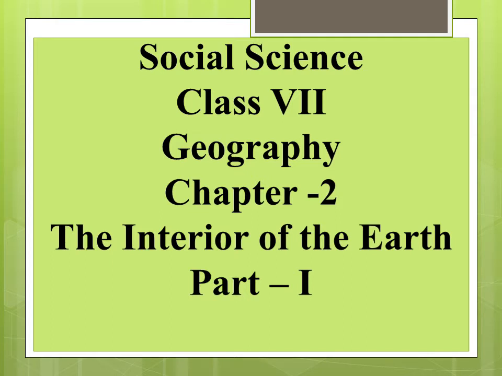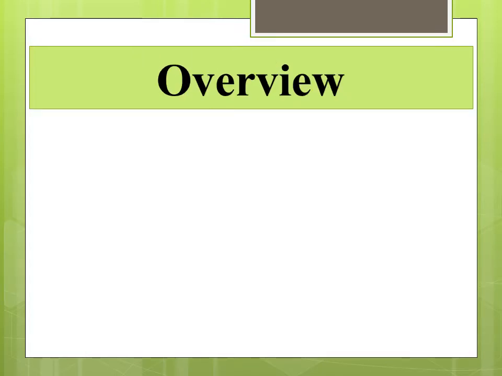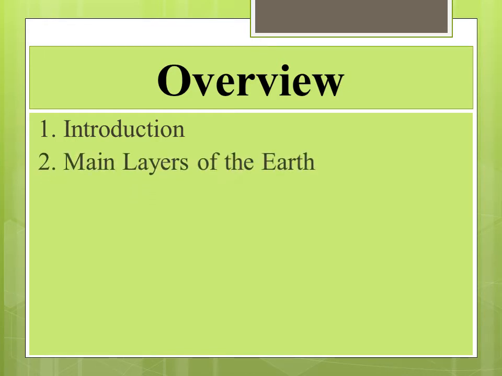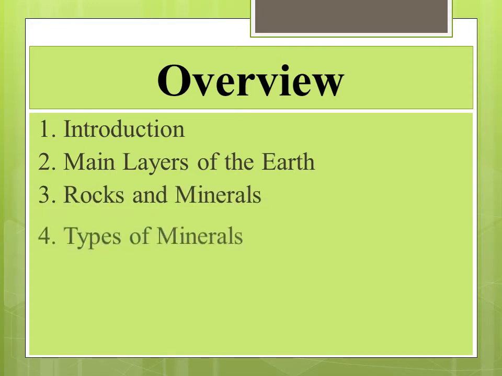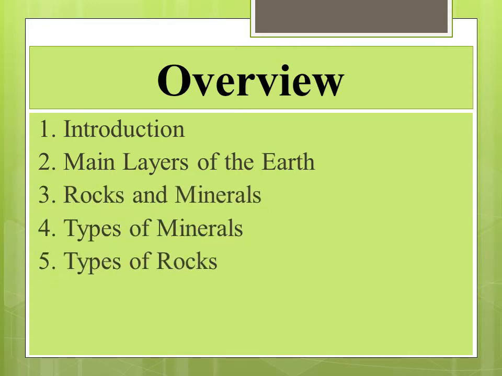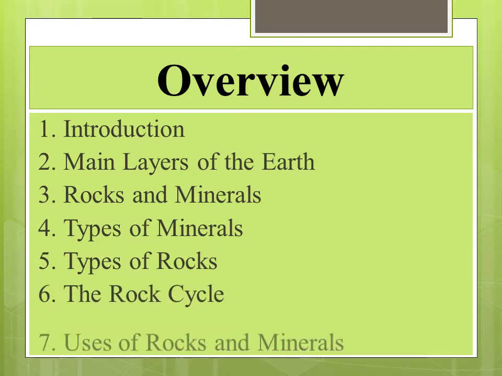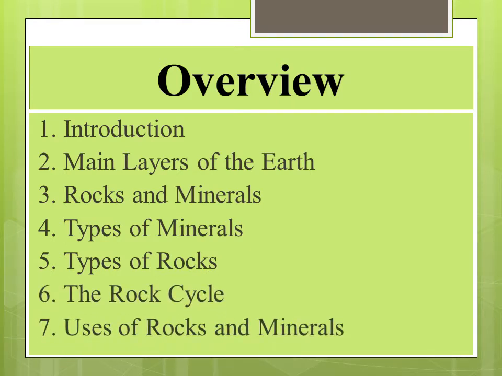Today, I am here again to teach you Social Science of Class 7, Geography Chapter 2, Part 1. The name of the chapter is The Interior of the Earth. In this Geography Chapter 2, we will discuss the following topics. So, let's overview the topics. Number 1, introduction. Then main layers of the earth, rocks and minerals, types of minerals, types of rocks, the rock cycle, and the last, uses of rocks and minerals.